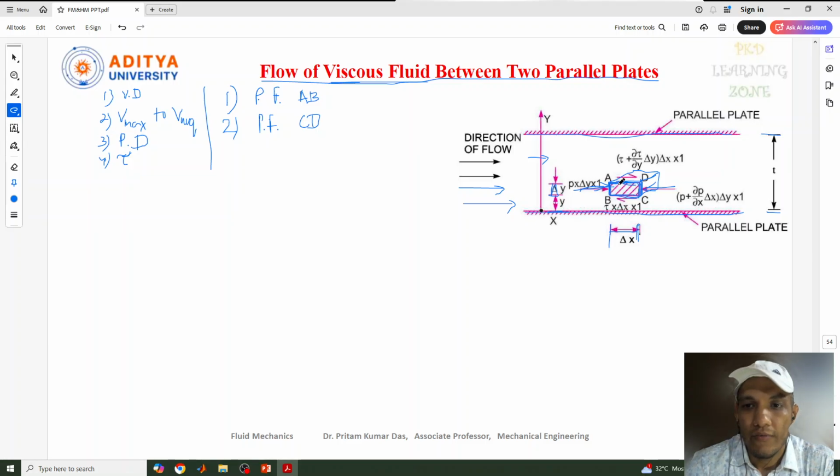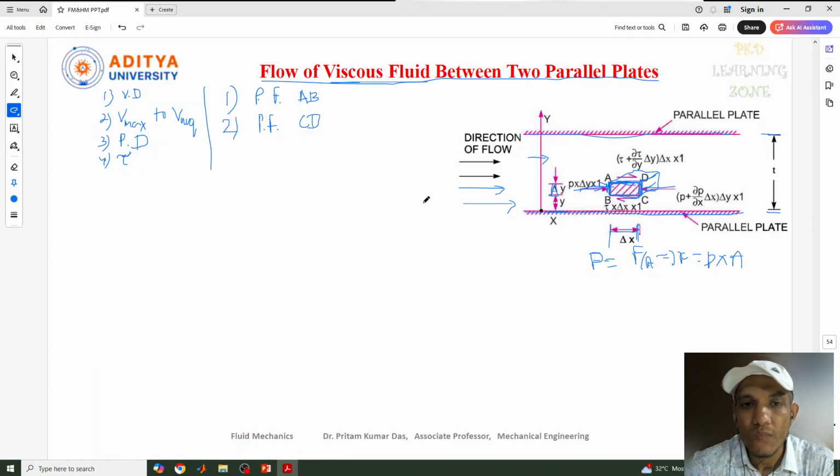We have already discussed this concept many times, still I'm telling. When you calculate the pressure force, we know that pressure equals force by area, so we can write force equals pressure into area. So what is the pressure at this particular moment? That into the area needs to be considered.